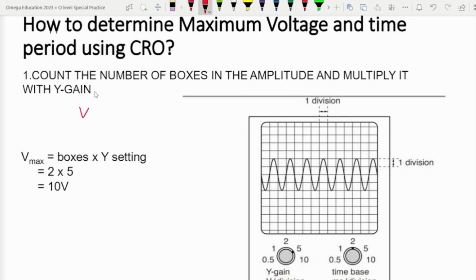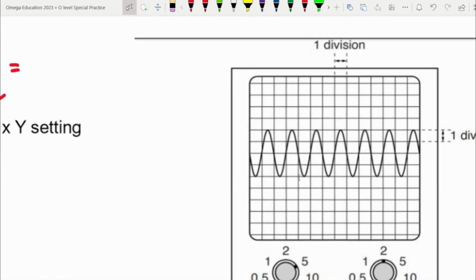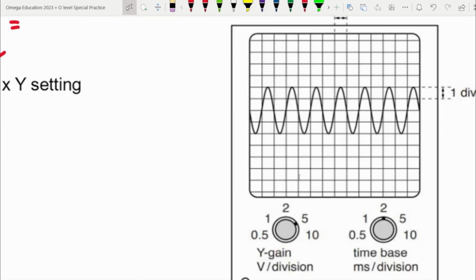Maximum voltage equals number of boxes that you count from there, times the Y gain setting. So let's check out the graph. Let's check out the trace.